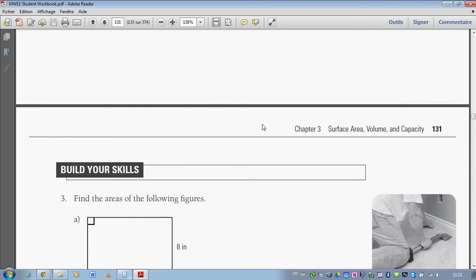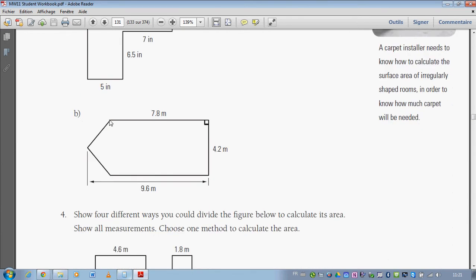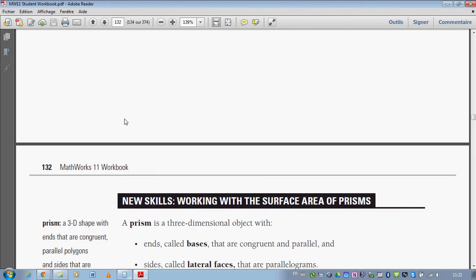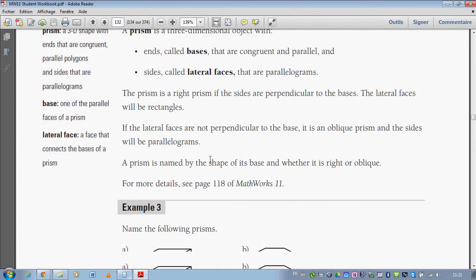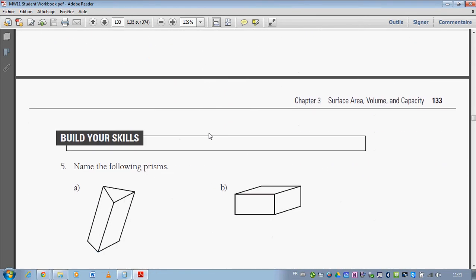So at this point, you can pause the video and get to work on the Build Your Skills questions on page 131, starting on that page. Okay. So we are going to move on. We don't need to do this part right here, so we're going to move right over it.